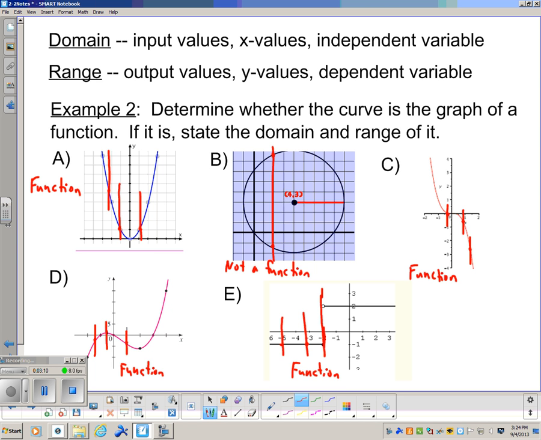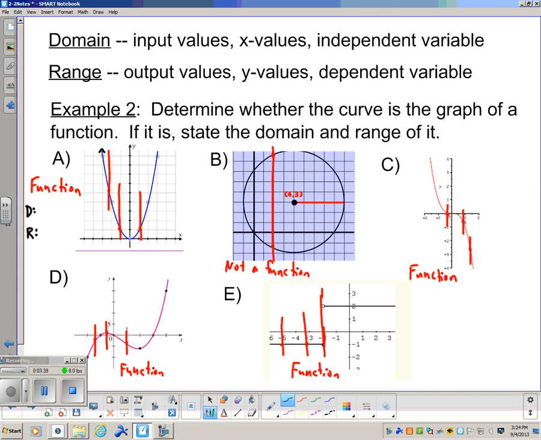For the ones that are functions, now we have to state the domain and range. So this one here, domain and range. Now, I didn't quite draw these out completely for you, so I'm going to go ahead and finish the graph so it's very evident and obvious what the ending points are.